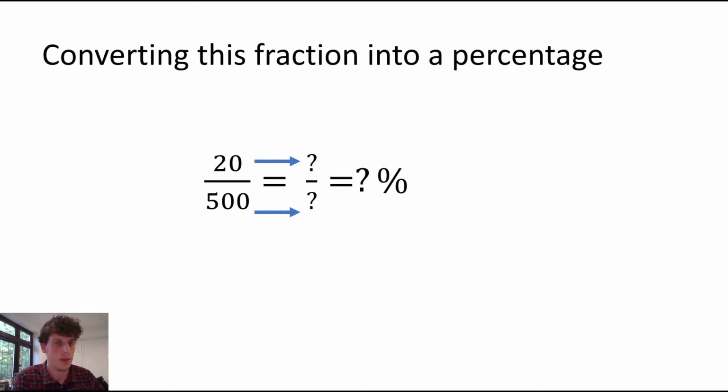And then the last one, in my last test, I got 20 over 500. That is how you could write 20 over 500 as a fraction, okay? Now, how do I turn this fraction into a percentage? How do we do that, okay?